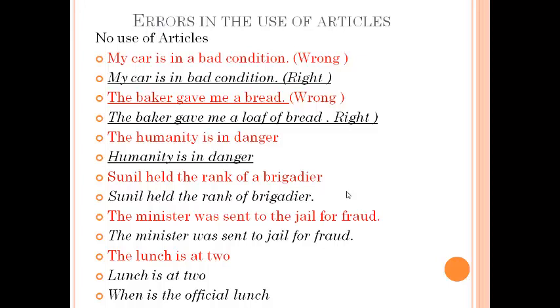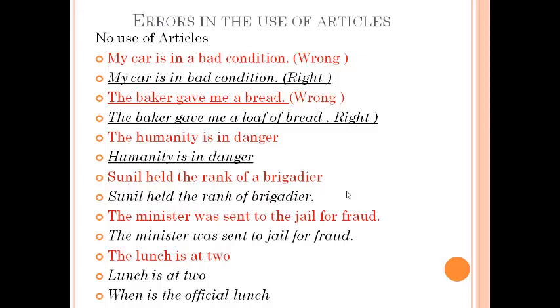Next one, third one, the humanity is in danger. Humanity is an abstract noun. So before abstract nouns also we don't use the article. That's why we should omit the article. What is that? The. Fine. That's why the correct one is humanity is in danger.